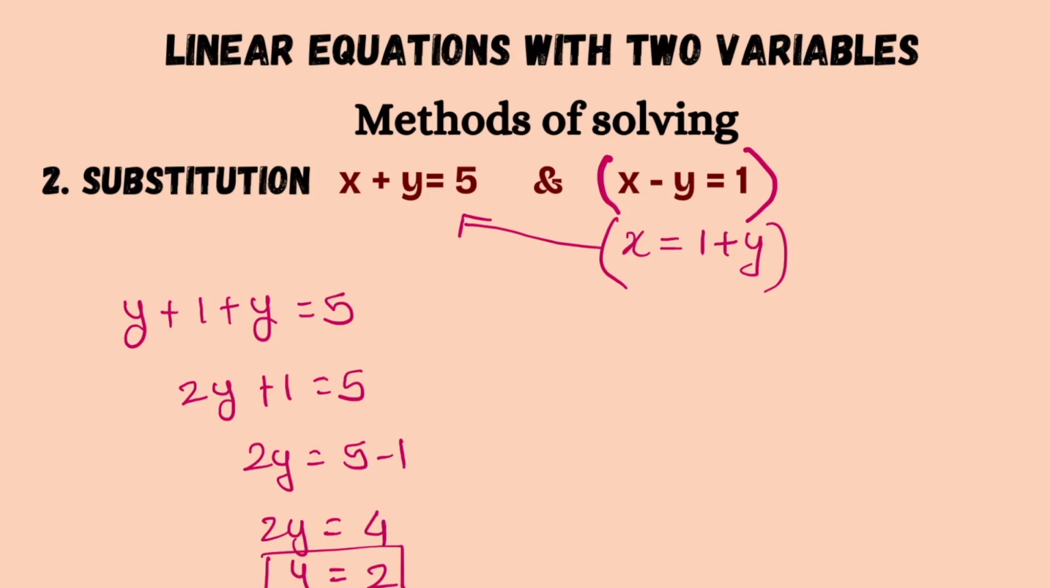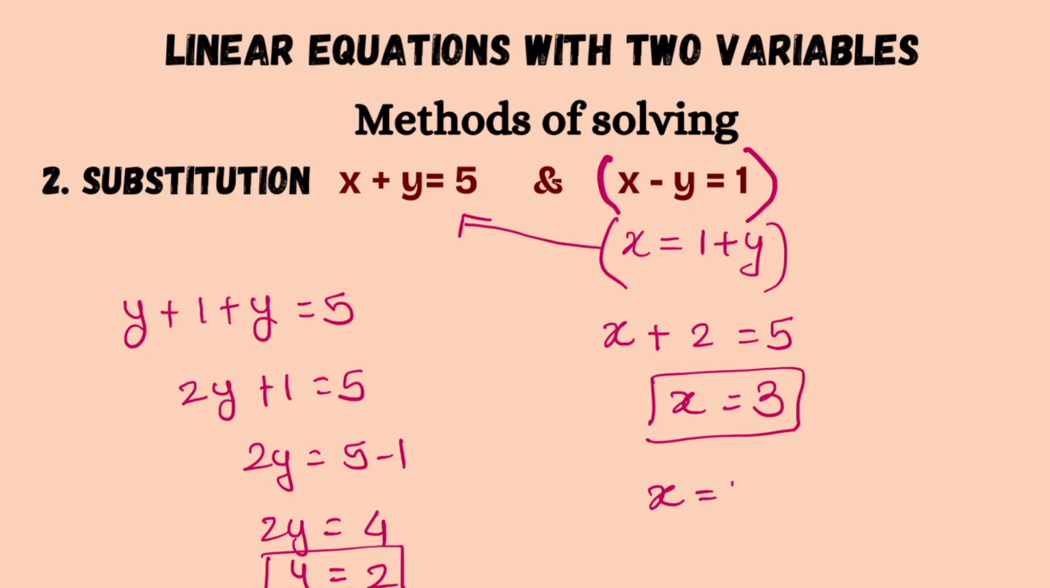Now, plug y equal to 2 back into the first equation. So, it becomes x plus 2 equal to 5. x equal to 5 minus 2, that is 3. Now, we got a solution. The value of x is 3, the value of y is 2. So, our solution set is 3, 2. Substitution is super powerful, especially when one variable is already easy to isolate.